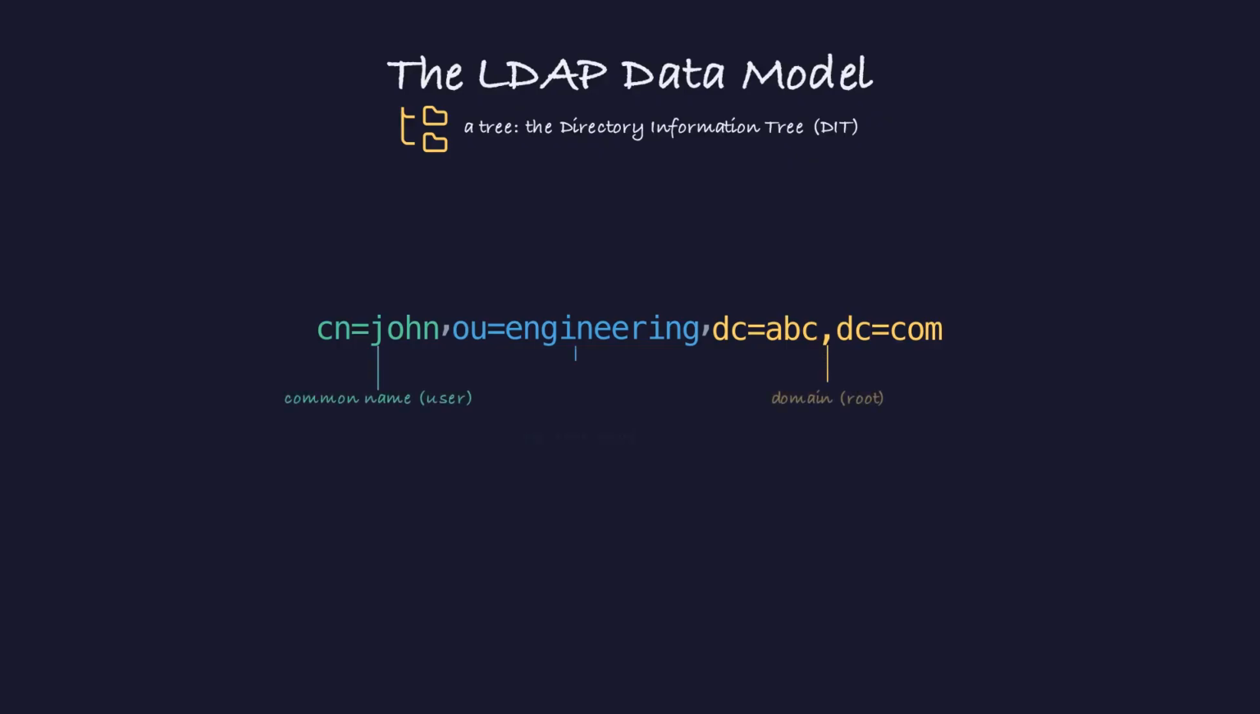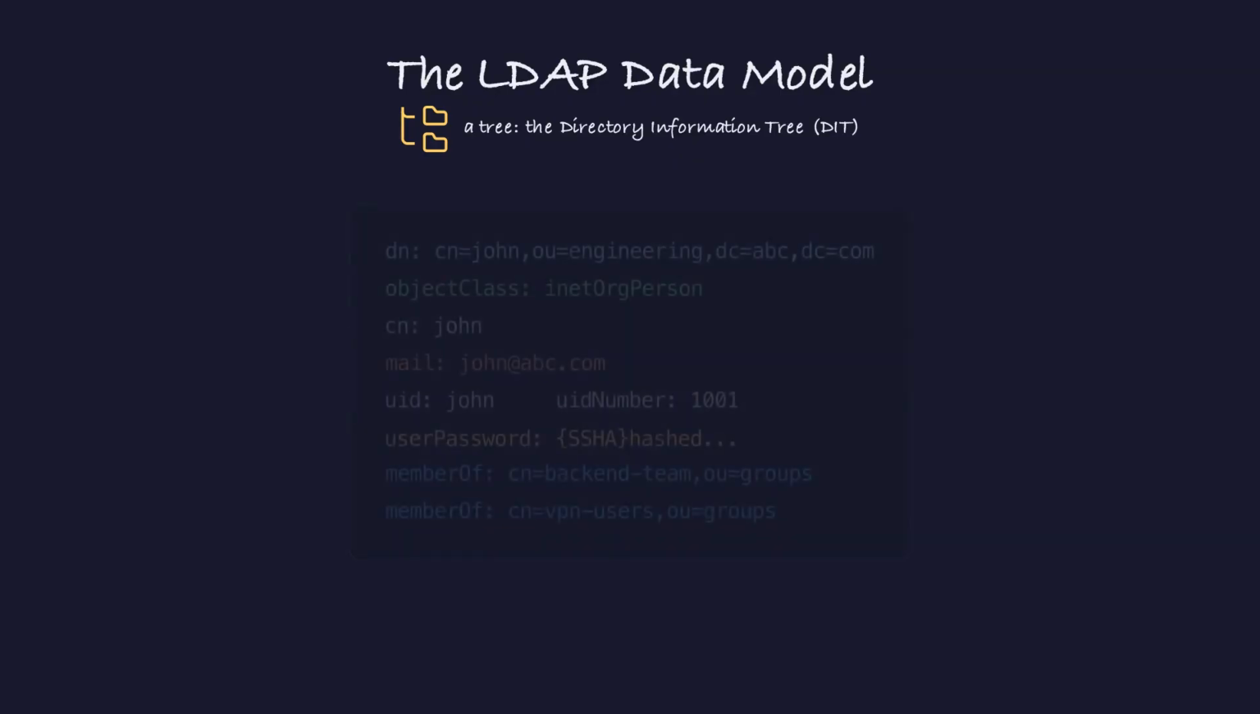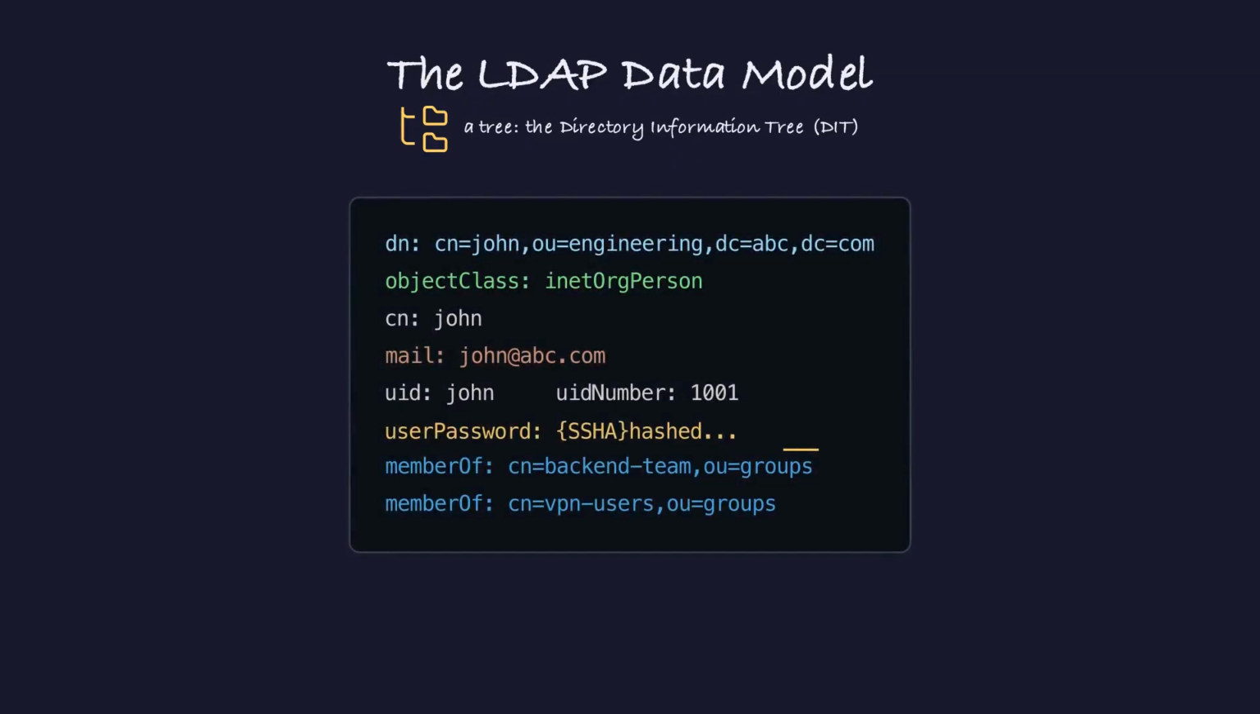Take this DN. CN, common name, is the user. OU, organizational unit, is the department. DC, domain component, is the root domain. Each entry carries attributes defined by its object class. For a user: name, email, a user ID, a hashed password, and crucially, memberOf, the groups they belong to.